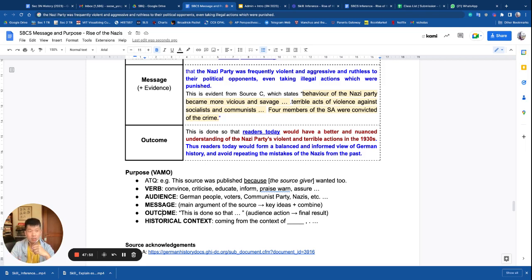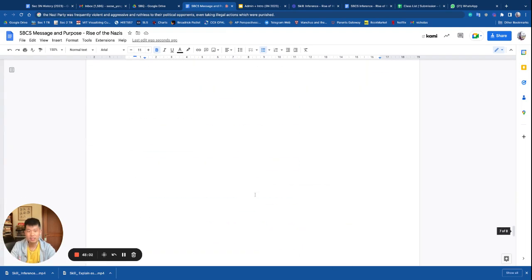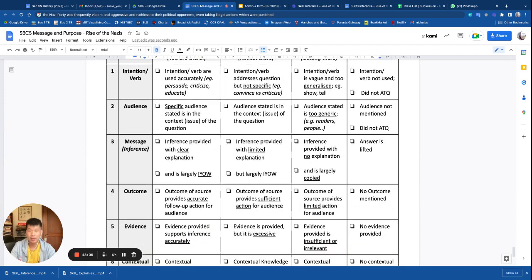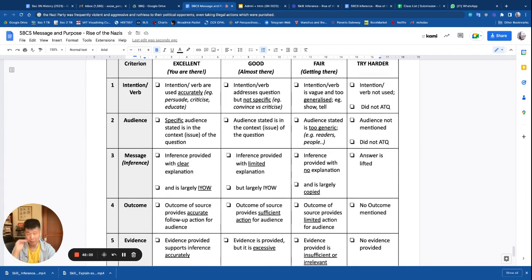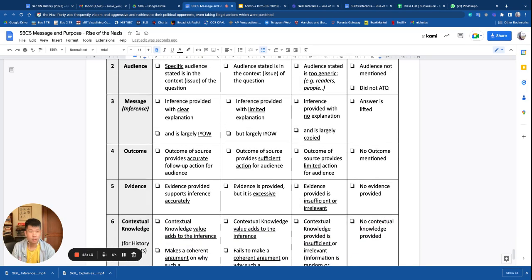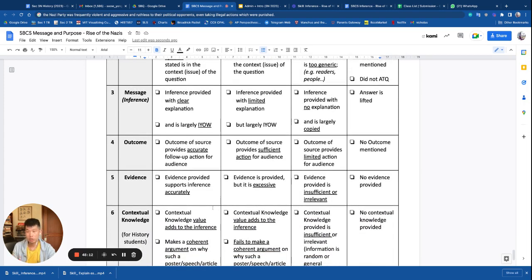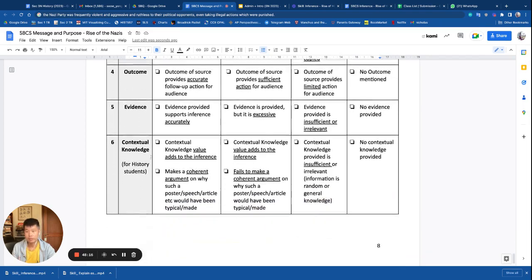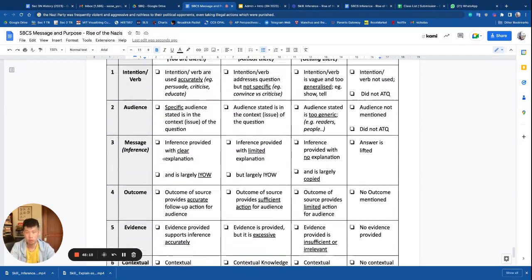Please copy the answers on foolscap. If you want to check your purpose answers, the rubric is on the last page of your notes, and this is where you can recap on whether or not you have achieved all the elements, verb, audience, message, outcome, context, that are needed for a good purpose answer.